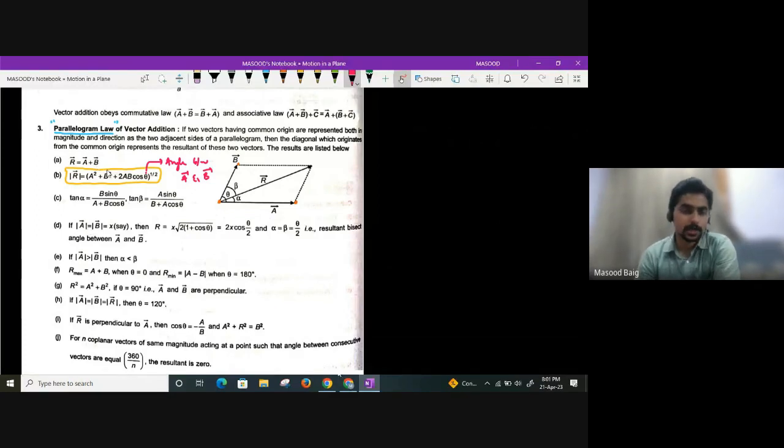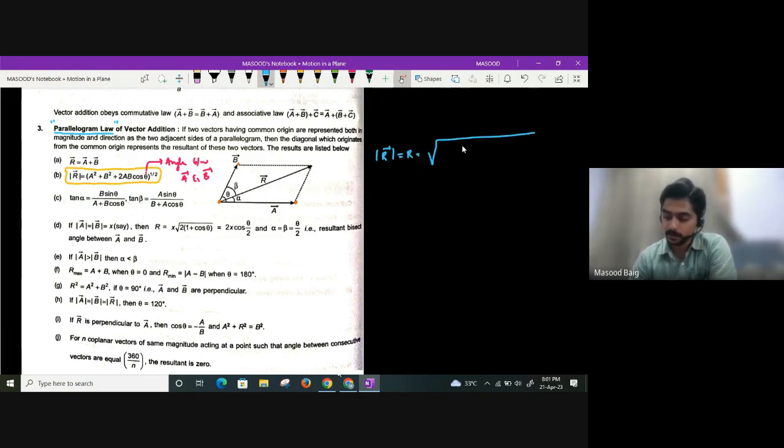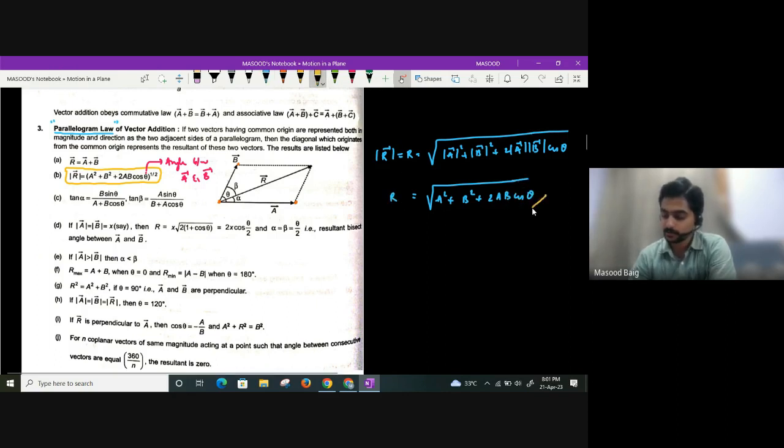Suppose both A and B are vectors of the same magnitude, guys. How will you write the resultant of two vectors? I can write the magnitude of the resultant as simply R. It will be under root of magnitude of A bar square plus magnitude of B bar square plus 2 into magnitude of A, magnitude of B, cos of the angle between the two vectors. So I can simply write it as under root of a square plus b square plus 2ab cos theta. This is the magnitude of the resultant. When two vectors A bar and B bar are being added, the magnitude of the resultant will be under root of a square plus b square plus 2ab cos theta.